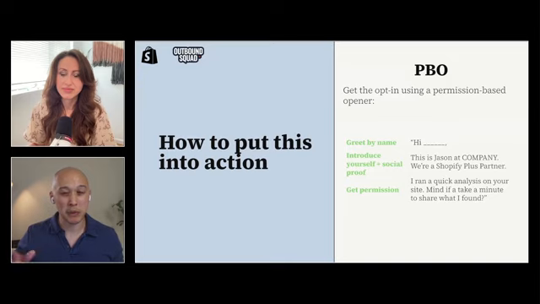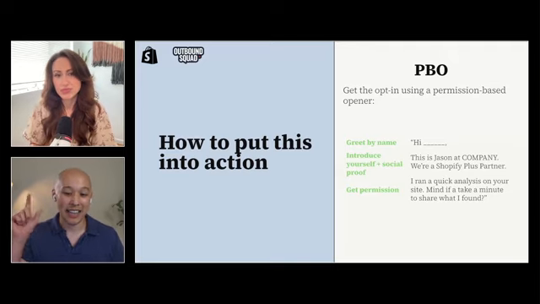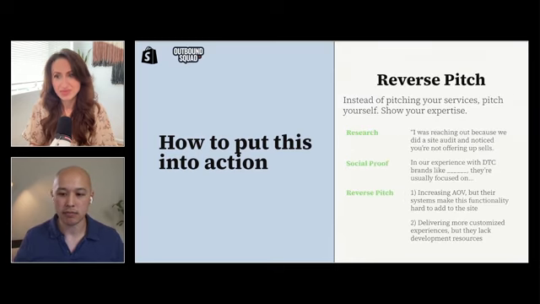This is a very scripted way to do this, okay? There's lots of ways that you can do permission-based openers. This is just an example. The framework is I'm gonna greet them by first name, I'm gonna introduce myself, and ideally leverage some sort of social proof, and then I'm gonna get permission.